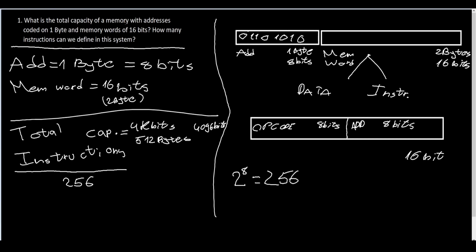What is the total capacity of memory with addresses coded on 1 byte and memory words of 16 bits? 4 kilobits, 512 bytes, or 4096 bits. And how many instructions can we define in this system? 256 unique instructions.